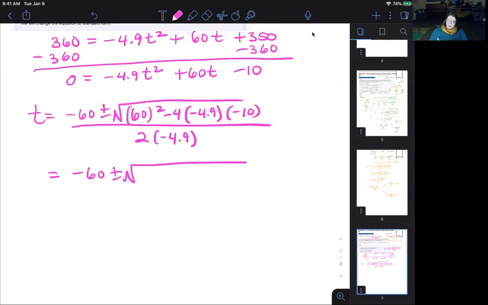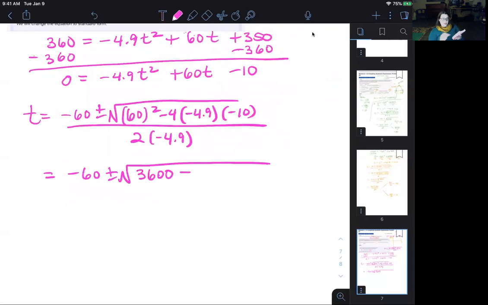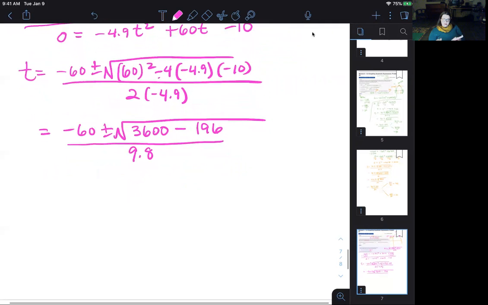I'm just rewriting the problem and doing one step at a time. 60 squared is 3,600. I might as well go ahead and multiply. I have 3 negatives here, so I will end up with a negative. 4 times 4.9 times 10, and I get 196 there, which is the same thing as 49 times 4, all over 2 times 4.9, which is 9.8. And so we'll keep going.